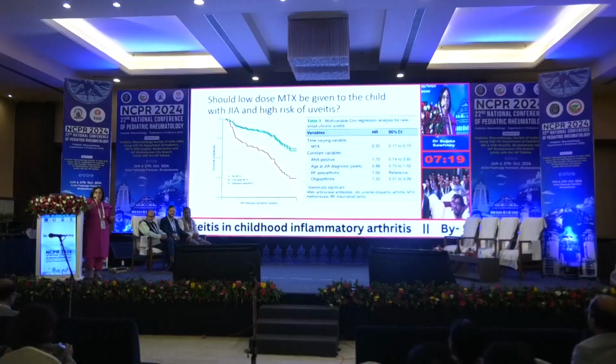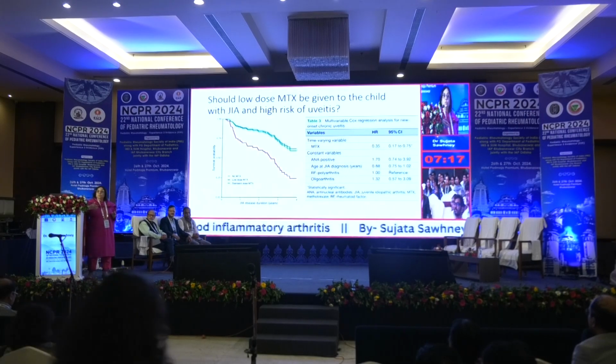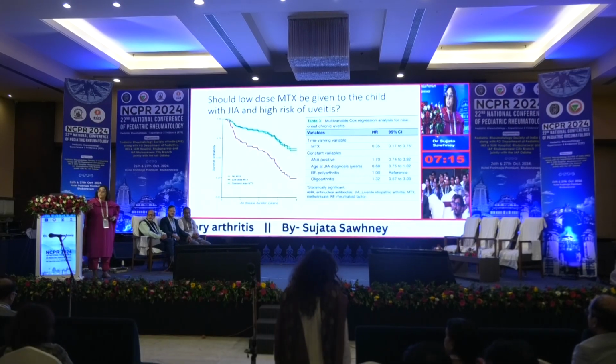What are we doing today? For the oligo patient, the commonest joint is the knee. We are giving an intra-articular injection, and we are forgetting about it. Is that a wrong paradigm? Should you actually be using low-dose methotrexate for that patient? Because developing uveitis is morbid and it's lifelong. So maybe we aren't really following the correct practice as of now.